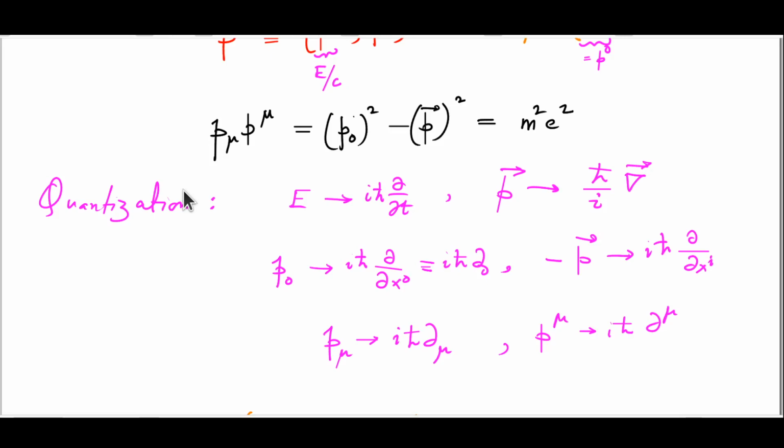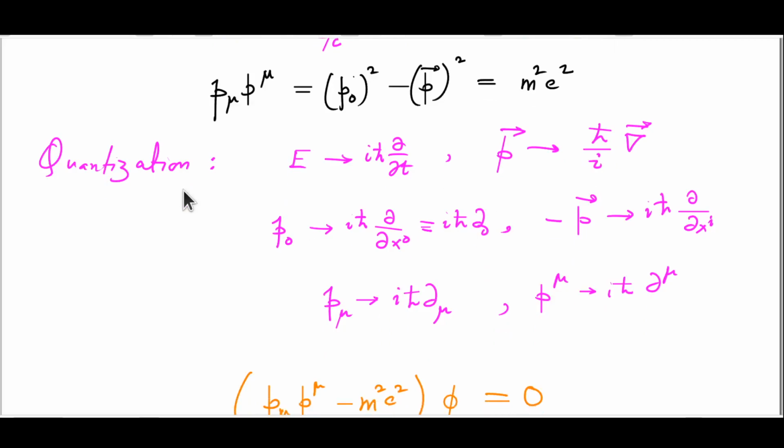But we can couple all of these together. Remember, P0 is the temporal part and minus P vector is the spatial part of the covariant P vector, P lower mu, and P upper mu thus. And what these replacement rules just tell us is that P lower mu can be replaced by i h cross del lower mu. And similarly, P upper mu can be replaced by i h cross del upper mu.